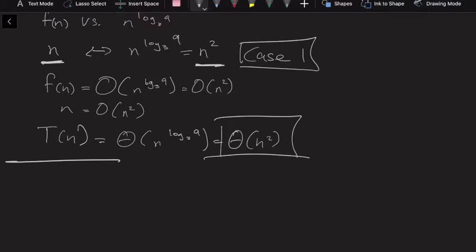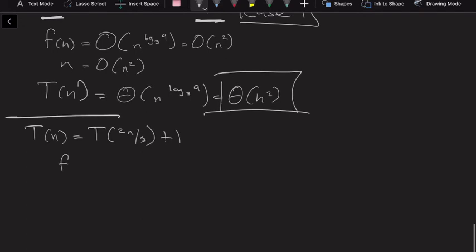One more example. Let's keep going with the examples. Let's say our runtime can be expressed as T of 2n over 3 plus 1. Again, we want to compare f of n versus n to the log base b of a. f of n is 1. And what is log base b of a?